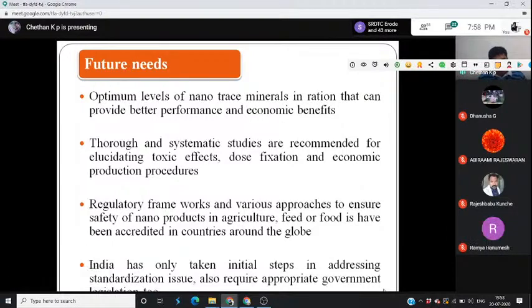Thorough and systematic studies are recommended for elucidating toxic effects, dose fixation, and economic production procedures. Regulatory frameworks and various approaches to ensure safety of nanoproducts in agriculture, feed, and food have to be done. India has only taken initial steps in addressing the standardization issues. Okay, so that has to be taken up.